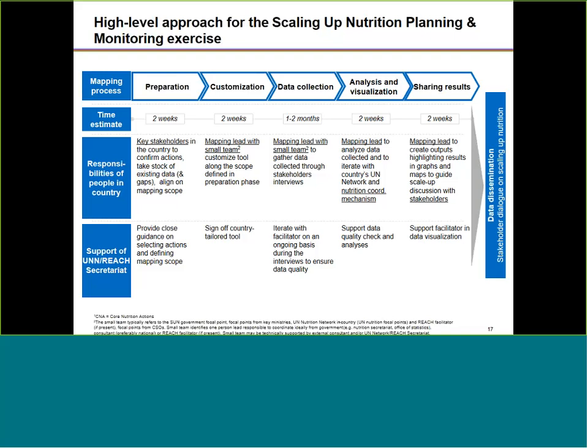Finally, the results can be used to create maps and tables to display mapping results and compare them with indicators of the nutrition situation. These results are then shared with the stakeholders who can review and comment on results before they are shared more widely and used for strategic discussions and advocacy purposes. The UN Network REACH Secretariat can assist in building visualizations that are clear and impactful.